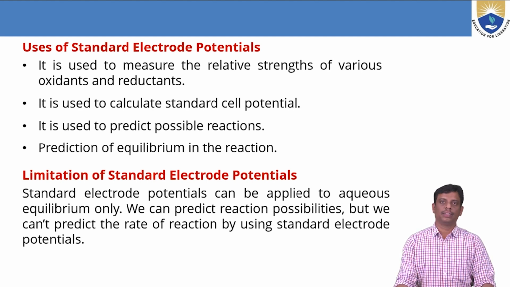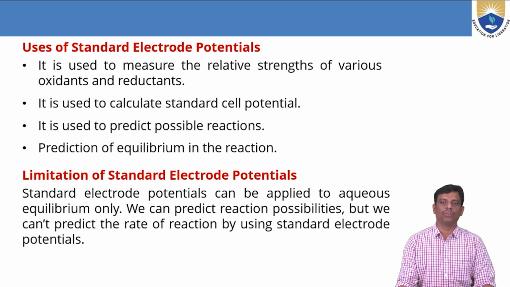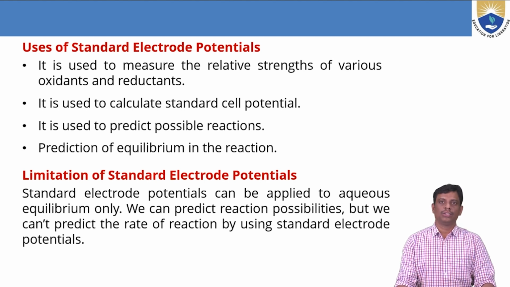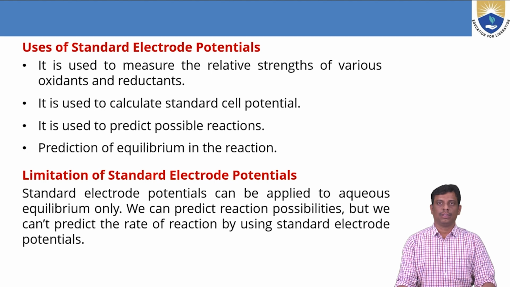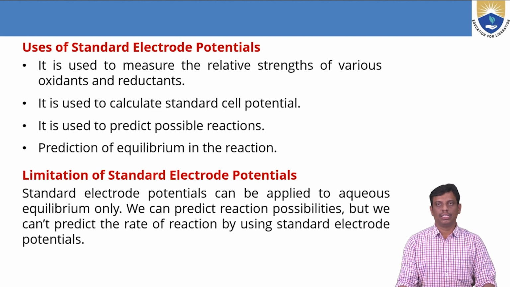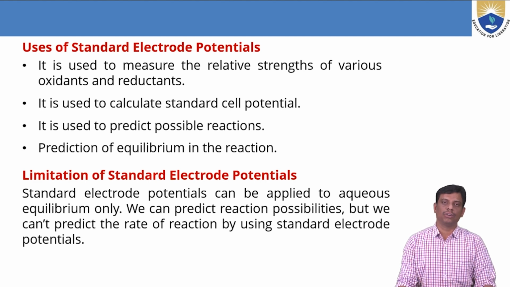We know that the first advantage is that we will know the strength of the various oxidants and reductants. If it is possible to know the relative strength, we can tell which is a strong oxidant and which element is a strong reductant. So it is possible to measure the relative strengths of various oxidants and reductants.